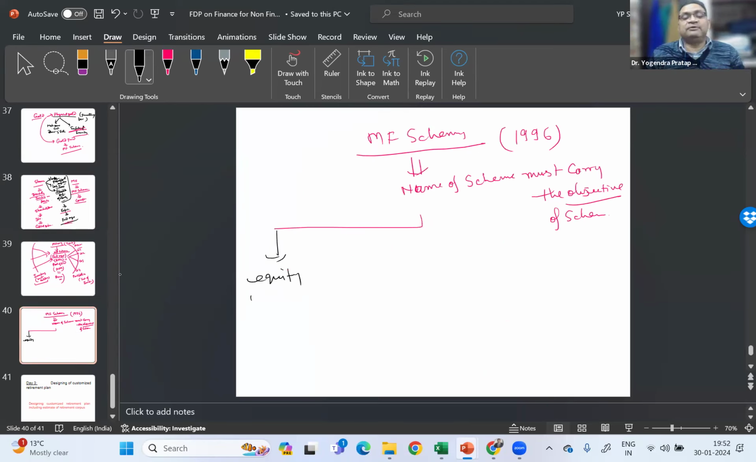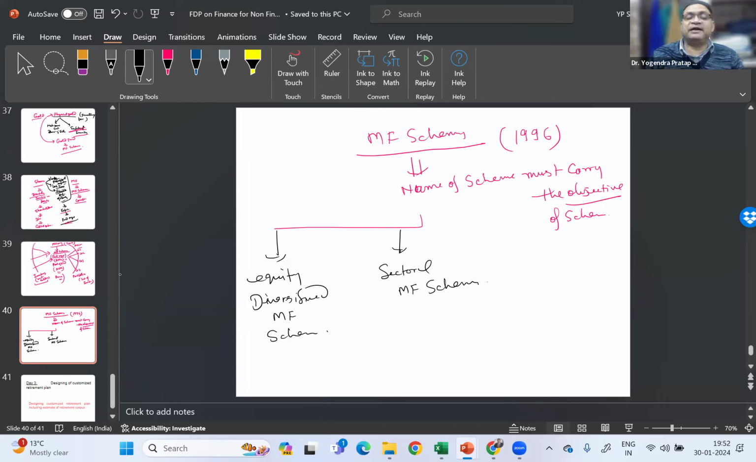Now, one is the equity diversified mutual fund scheme. And there are lots of equity diversified funds. Just after this, I will take you through how to screen the best performing equity diversified mutual fund schemes. Then there are sectoral mutual fund schemes.